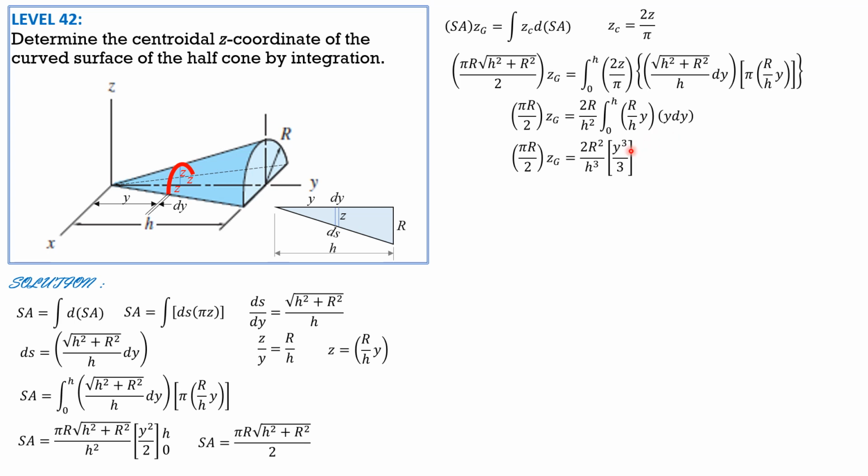Integral of y squared dy is y cubed over 3 from 0 to h. So simplifying, z sub g is 4r over 3 pi h cubed times h cubed minus 0 cubed. After we cancel r, then cross multiply, so we have 2 times 2, 4 over pi. This is 3h cubed, so that's why we have 3 pi h cubed. Simplifying further, cancel h cubed, so we have z sub g is 4r over 3 pi. So that's it for this problem.